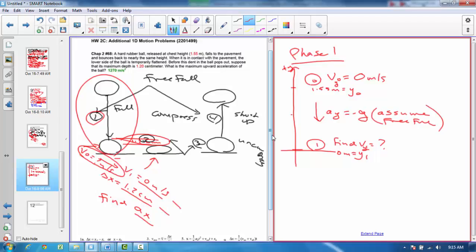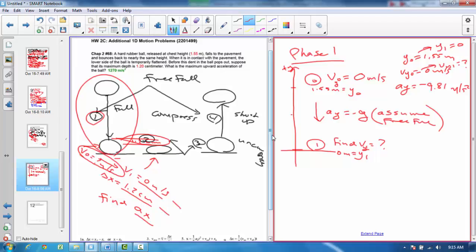So if we just set up a little table of initial conditions, we have y0 equals 1.55 meters, vy0 equals 0 meters per second. Now, we've got to use accurate numbers on here. We're not going to use rounded numbers on quizzes or tests here. That'll eat up all your error on WebAssign. And we know that y1 equals 0, and we want to find out what vy1 is.